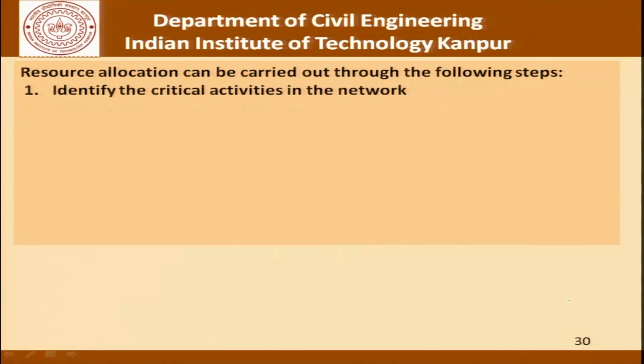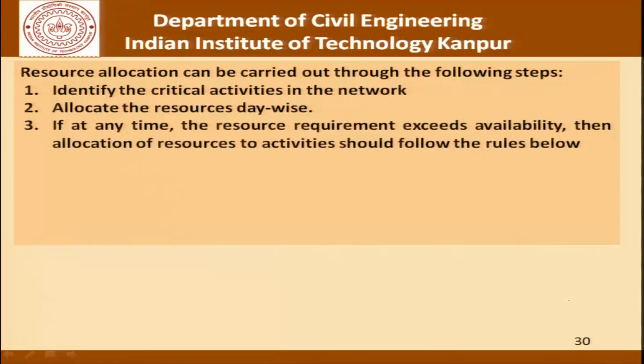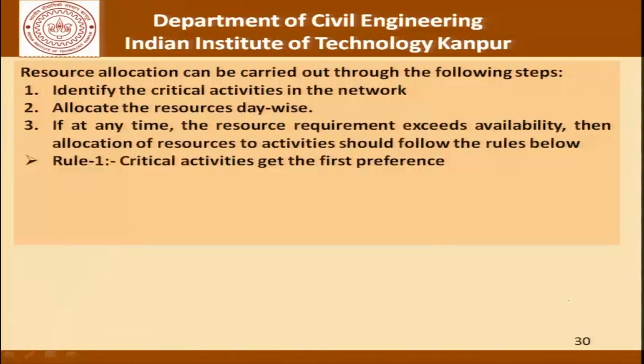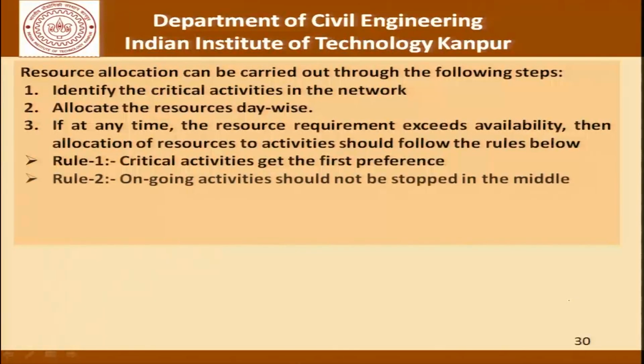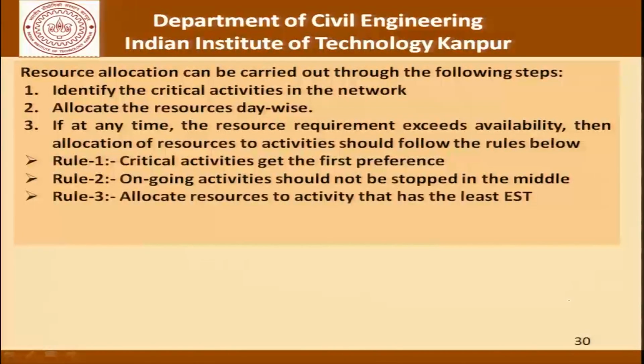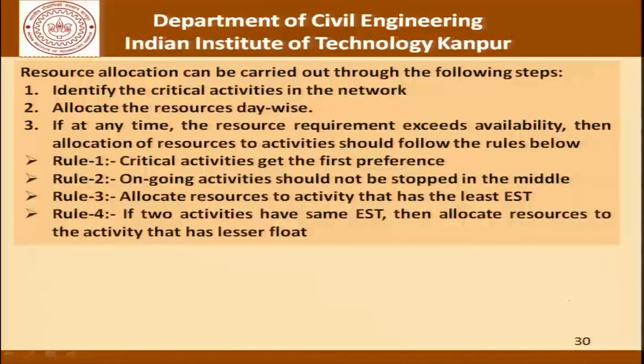Identify the critical activities in the network, allocate resources day wise. If at any time the resource requirement exceeds availability, then allocation of resources to activities should follow the following rules. Rule 1, critical activities get the first preference. Rule 2, ongoing activities should not be stopped in the middle. Rule 3, allocate resources to activities that have the earliest starting time. And rule 4, if two activities have the same EST, then allocate the resources to the activity that has a lesser float.